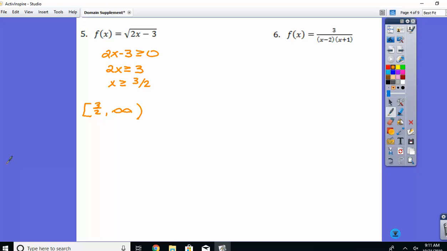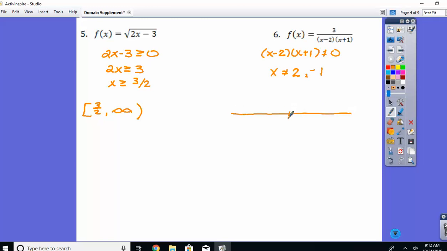Number 6. This one's a fraction. So we know if it's a fraction, the bottom can't be 0. So x minus 2 times x plus 1 can't be 0. If you have things multiplied, what we really need to do is figure out what makes each one of those 0. What would make x minus 2 0? Okay, what makes x plus 1 0? So what we get is x can't be a positive 2 or a negative 1. On these problems, if you wanted to write the interval notation, it becomes a little bit longer.